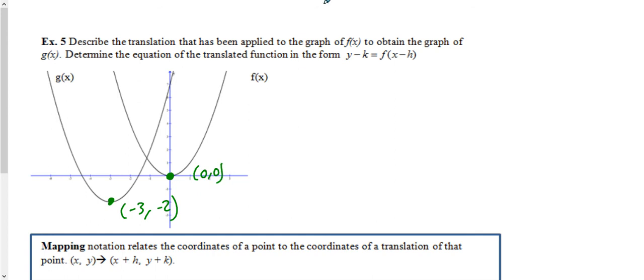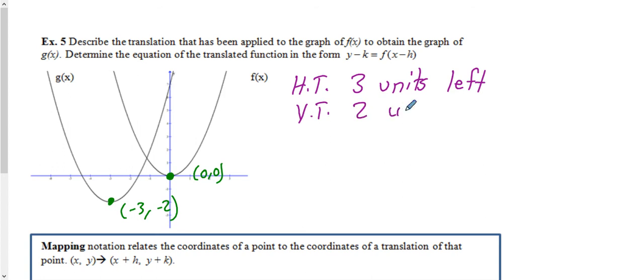Well, we're definitely going to need to move our graph 3 to the left, so that's a horizontal translation, 3 units left. But we also need to move our graph 2 down, and then 3 to the left, or 3 to the left, and then 2 down. It doesn't matter what you do or in what order you do it in, as long as you're going 3 left, 2 down to get to this vertex here. So that's a vertical translation, 2 units down.